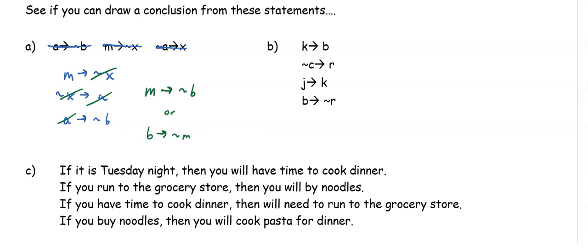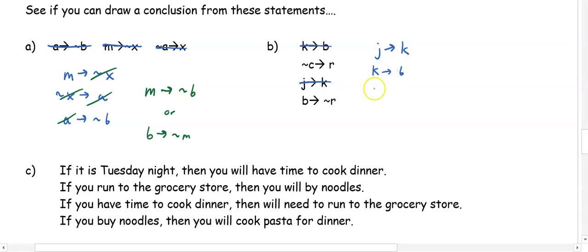In letter B, this is just another way they're not arranged correctly still. So we want to look at what's a letter that starts by itself. So J sticks out to me. So I'm going to do J to K, which means my next statement has to start with K. So we have K to B. Our next statement has to start with B. So B to not R.